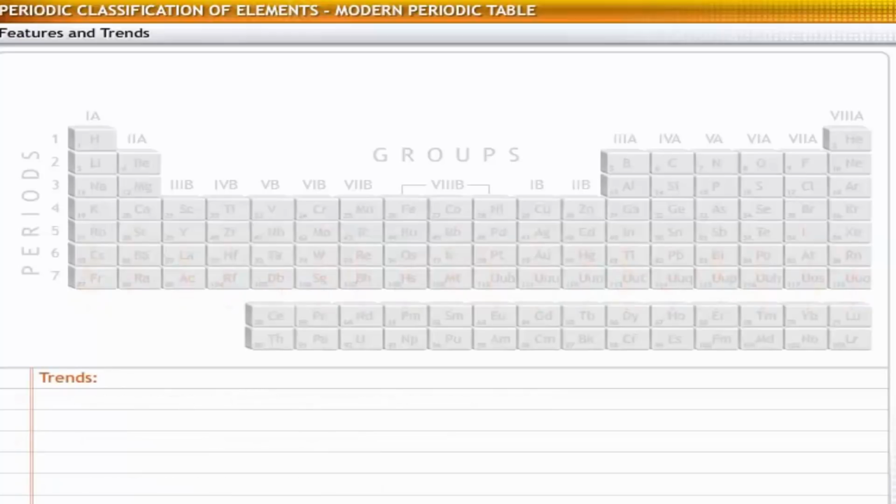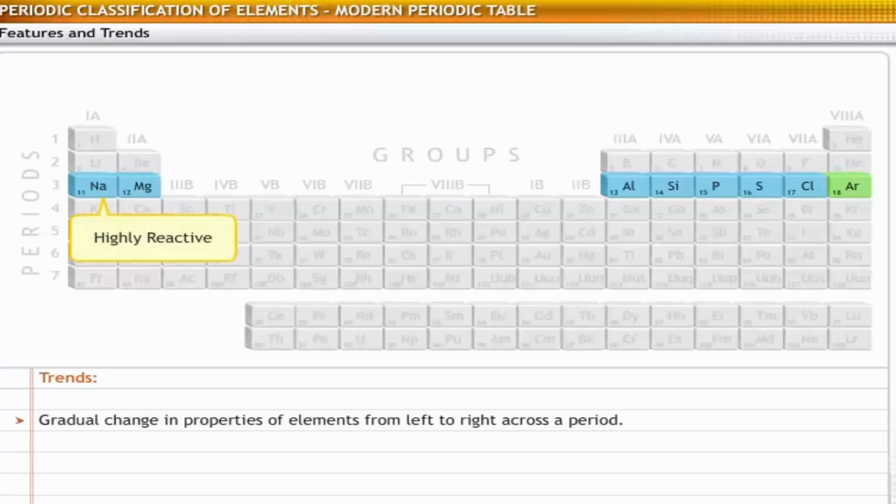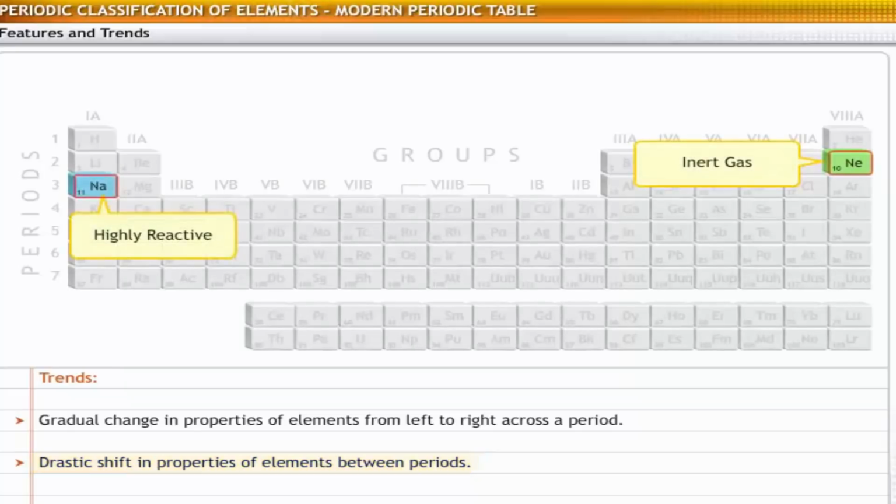Let's look at the basic trends in properties. The properties of elements change gradually from left to right in a period, as an electron is added to the outermost shell. For example, sodium is highly reactive and magnesium is less reactive as compared to sodium. There is a drastic shift in properties between the last element of a period and the first element in the next period. For example, neon is inert, whereas sodium is highly reactive.